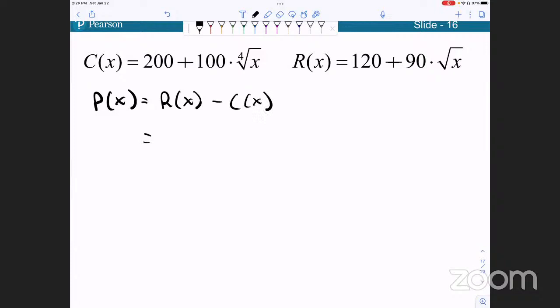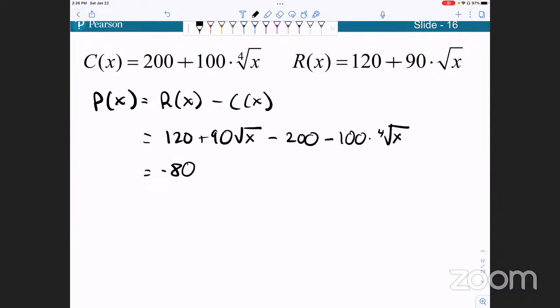That's going to be plus 90 times the square root of x minus, now we've got to be sure to distribute our negative, minus 200 minus 100 times the fourth root of x. Any like terms, 120 minus 200? Nope, not 120. Hundred.